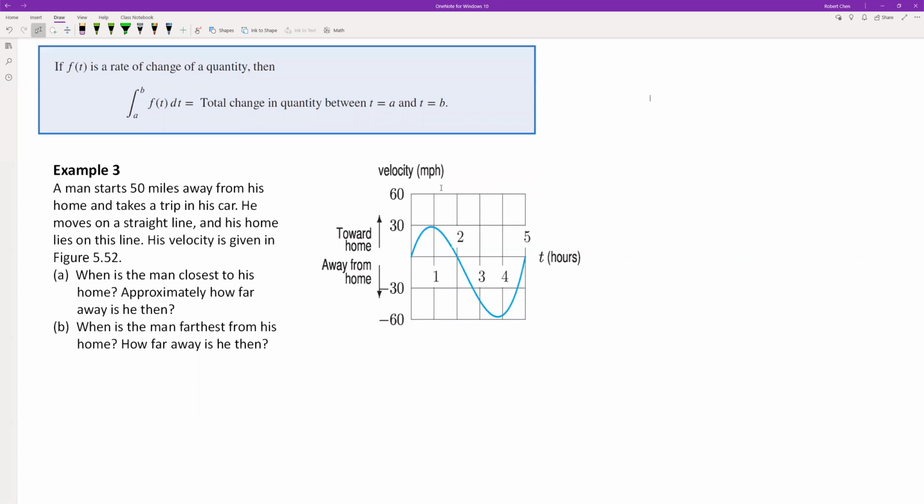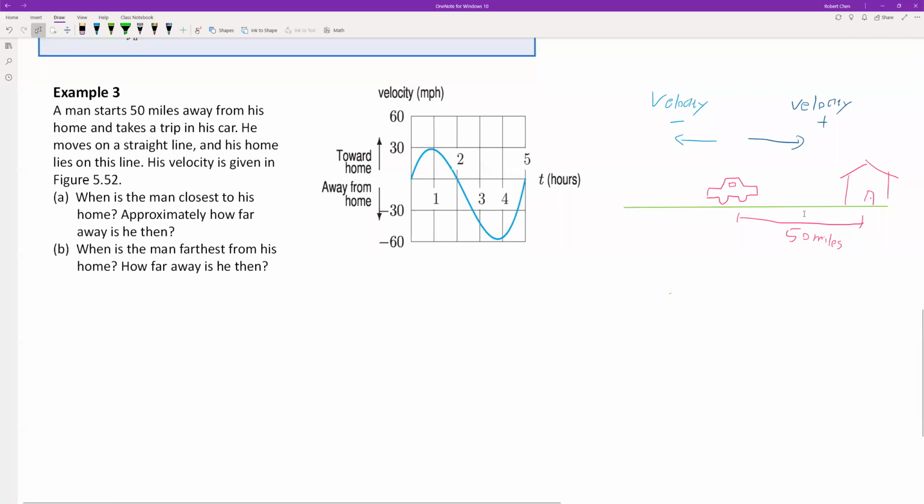A man starts 50 miles away from his home and takes a trip in his car. He moves on a straight line, and his home lies on this straight line. His velocity is given in this graph. When the velocity is positive, it means he is traveling toward his home. When the velocity is negative, that means he's traveling away from his home.